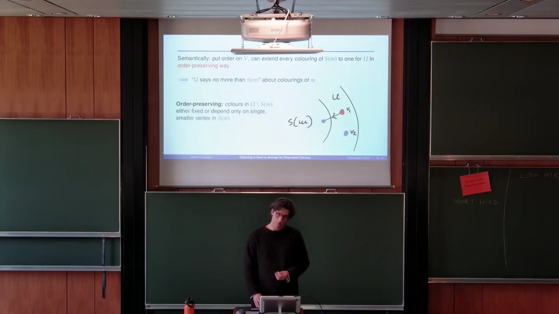So you're saying each color in U depends on only one smaller? Yes, exactly. You start with the coloring on S of M. You want to extend it to the whole larger set U, and the colors in U not in S of M will depend on the colors in S of M in general, but it has to depend on the colors in S of M in a very restricted way for this to work. And again, it requires some argument to show that this is what you end up with.